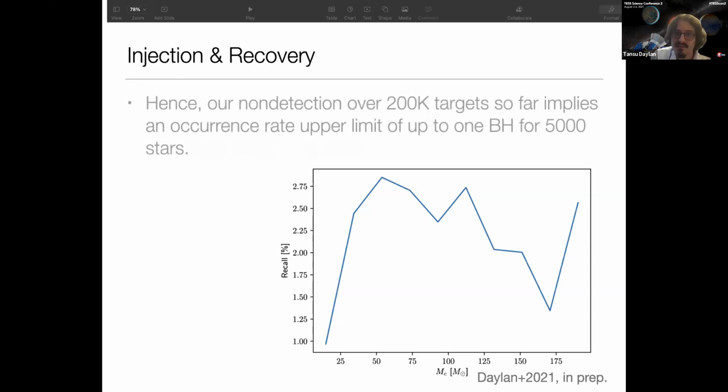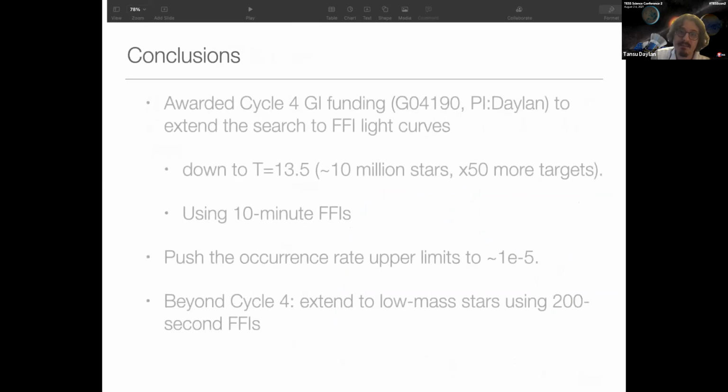Given that we have looked at around 200,000 light curves or targets, that tells us that the upper limit that we can currently put on the occurrence rate of these black holes for most masses and orbital periods is 1 in 5,000 stars, which is obviously interesting, but not enough for us to rule out interesting chunks of the phase space.